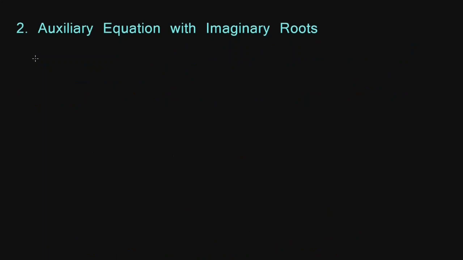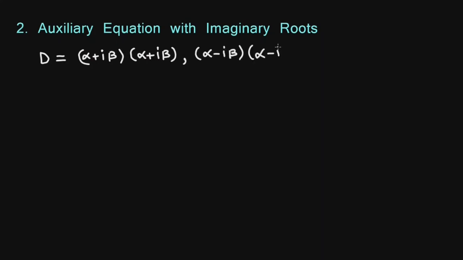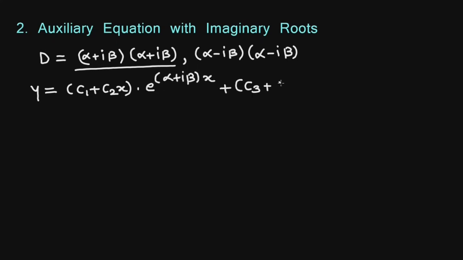What if a pair of imaginary roots is repeated twice? Means what if D is alpha plus i beta repeating twice, and alpha minus i beta repeating twice? The solution will be y equals (c1 plus c2x), because alpha plus i beta is repeated twice, into e raised to (alpha plus i beta)x, plus (c3 plus c4x), because alpha minus i beta is repeated twice, into e raised to (alpha minus i beta)x.